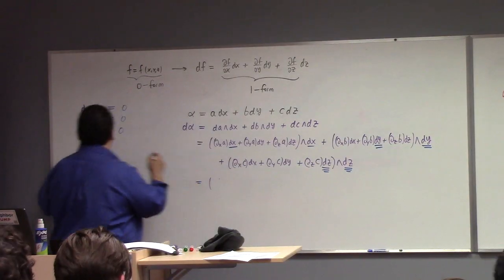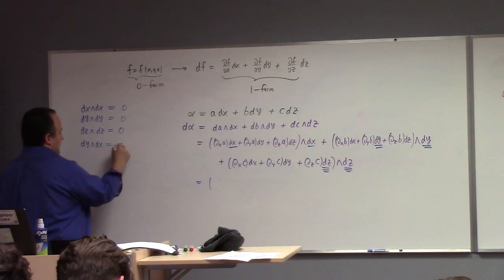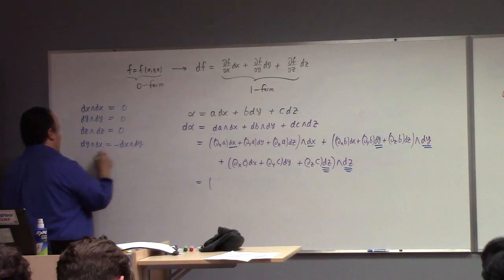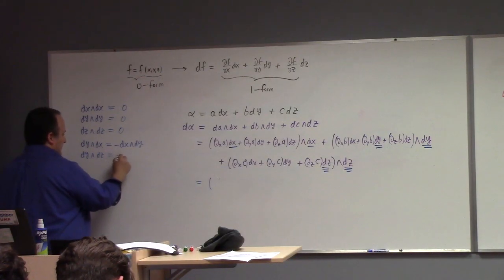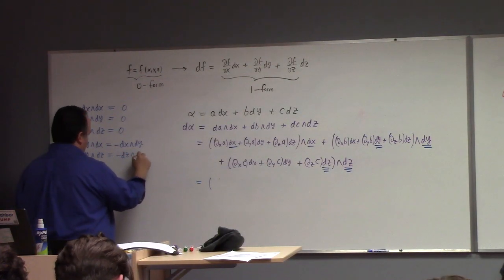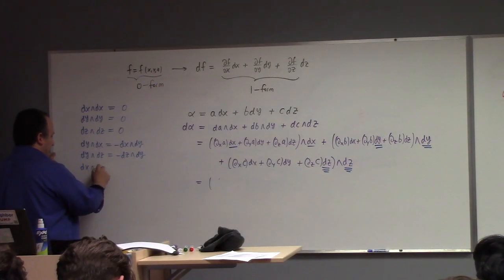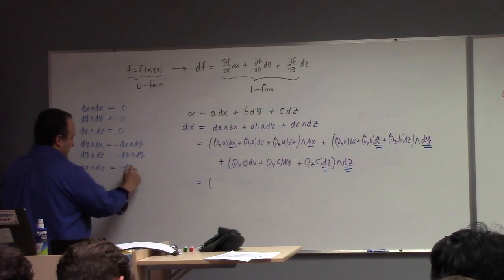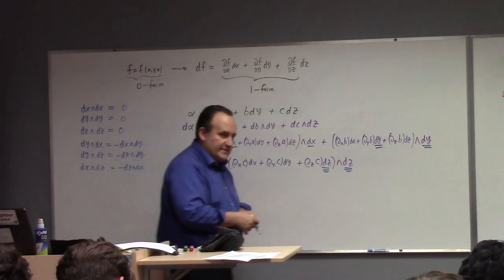And the other thing I should mention is dy wedge dx is minus dx wedge dy. Dy wedge dz is minus dz wedge dy. And finally, dx wedge dz is minus dz wedge dx. So like the cross product, right? It's a lot like the cross product.